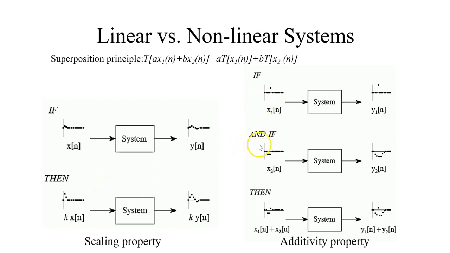This is f and f. For x1 we have y1, for x2 we have y2, which means x1 of n plus x2 of n as two inputs of this system, we have y1 of n plus y2 of n separately. We call this the additivity property. So this is some of the linearity of our digital systems. A relaxed linear system with zero input produces zero output.